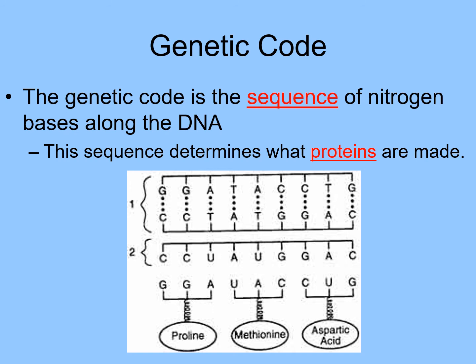So up here, I have 3 letters on a piece of DNA, like GGA. That would be called a triplet. 3 letters on a piece of messenger RNA, which is what number 2 is, like CCU, that's called a codon. And then 3 letters on a piece of transfer RNA, like GGA, is called an anticodon.